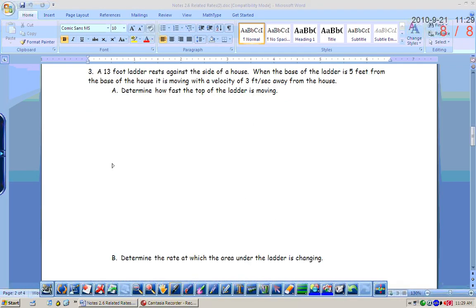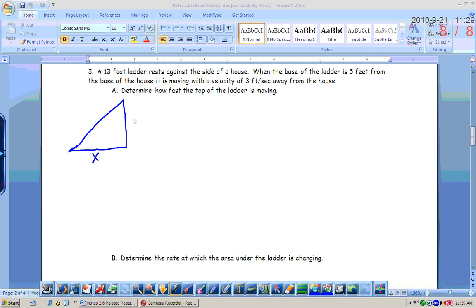All right, a 13-foot ladder rests against the side of a house. When the base of the ladder is 5 feet from the base of the house, it is moving with a velocity of 3 feet per second away from the house. Determine how fast the top of the ladder is moving.